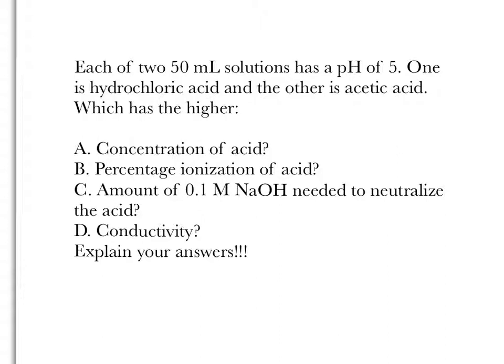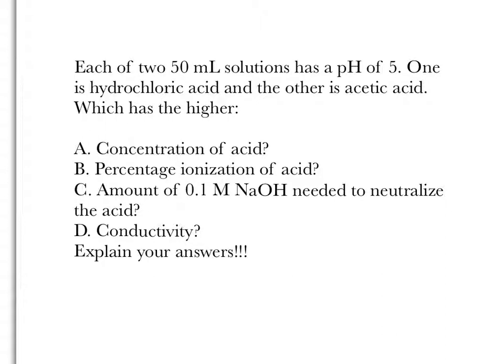First question, which one has the higher concentration of acid? Well, you're going to need more acetic acid to reach a pH of 5 because acetic acid is a weak acid, so we're going to go with acetic acid for A. Which one has the higher percentage ionization of acid? Well, since hydrochloric acid is a strong acid, it ionizes 100%, so that has the higher percentage ionization of acid.